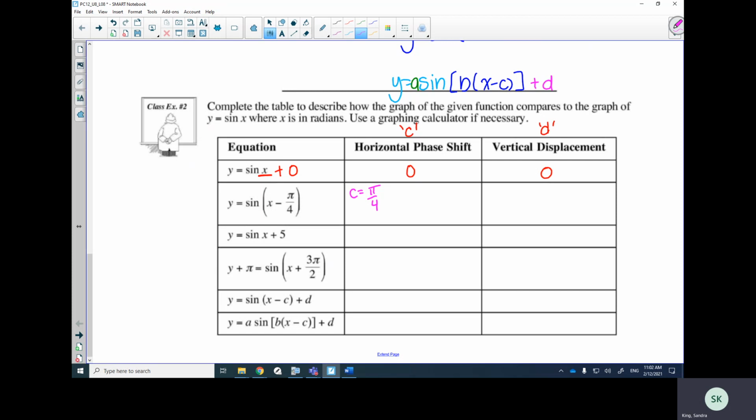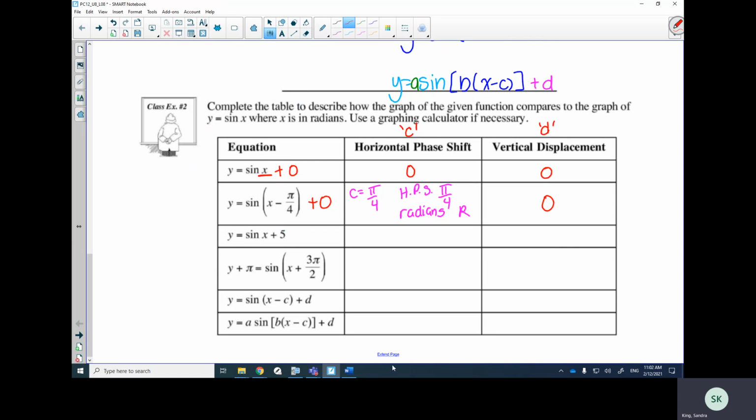Describing the horizontal phase shift, you would say horizontal phase shift pi over 4. You have to tell me the units for a phase shift. It's either degrees or radians. So horizontal phase shift, pi over 4 radians, because it's in pi's. And then tell me the direction. This guy would go to the right. There is no D value or displacement, so that would be 0.